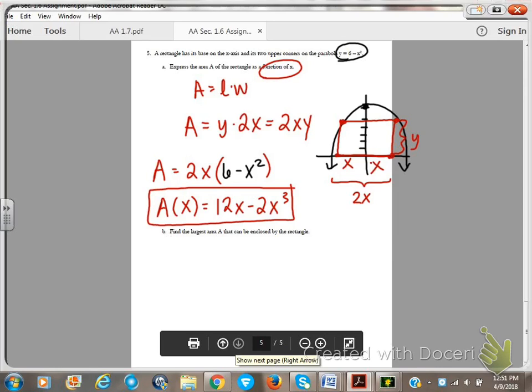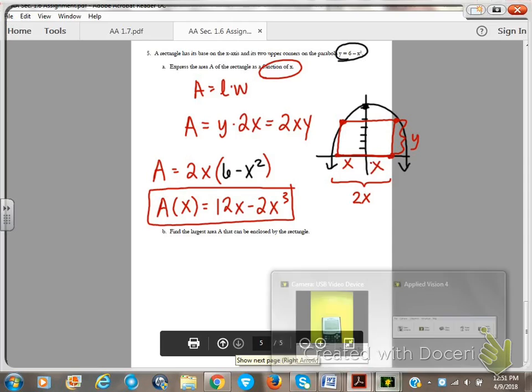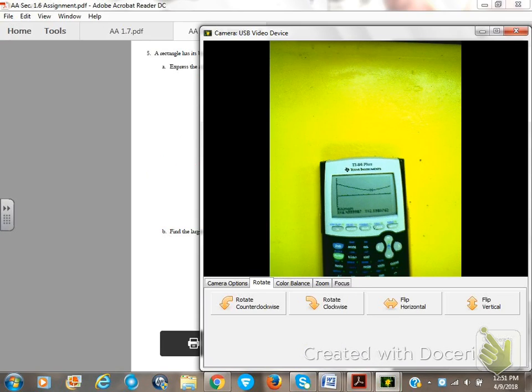Well, another word for largest is maximum. So we'll graph this. It's a cubic, so we would expect it to have the top of a hill, a maximum, what we're looking for, and see what we find. Okay, so in your y equals, type in 12x minus 2x cubed.